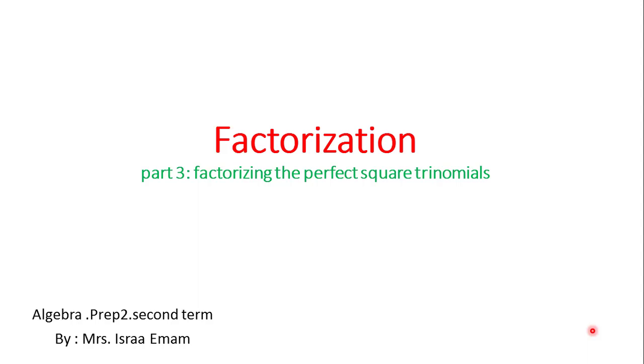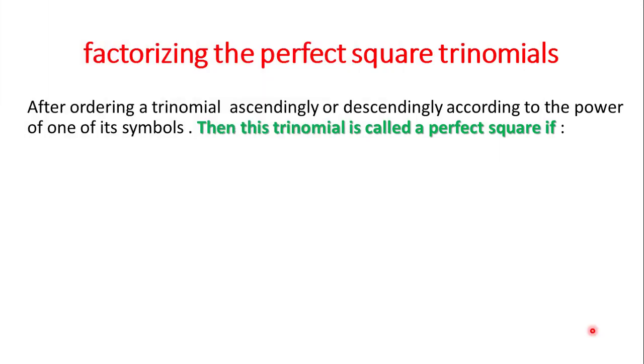Today we will continue learning how to factorize a trinomial. In this session we will discuss, if the trinomial is a perfect square, how can we factorize this trinomial. At first, the first two steps are the same. We will arrange, then we will take the highest common factor if there is one. Then I want to check if this trinomial is a perfect square or not.